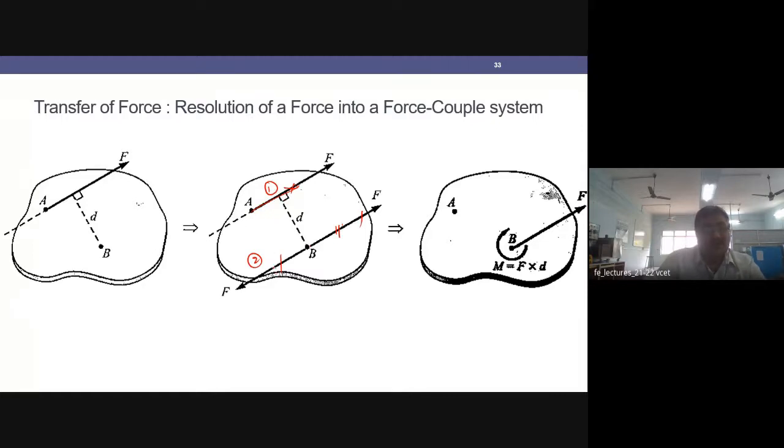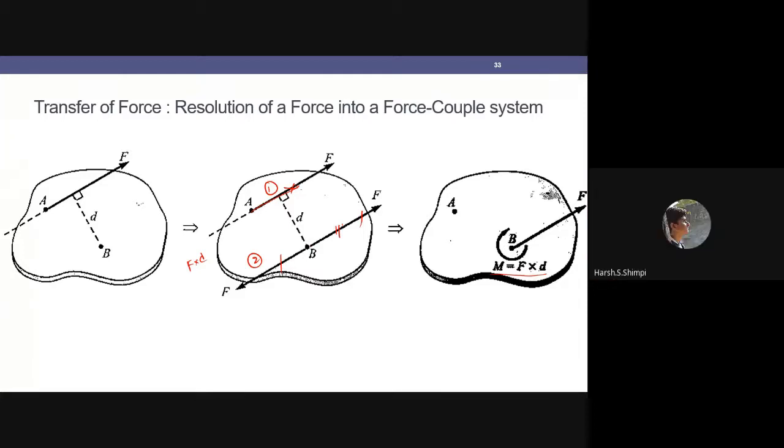So what is the magnitude of that couple? F into D. So for the force which was acting through the point A, I have now transferred it to the point B, and because of the turning effect, a couple is added into the system having a magnitude of F into D. Okay, any question here? This was about the sixth point.